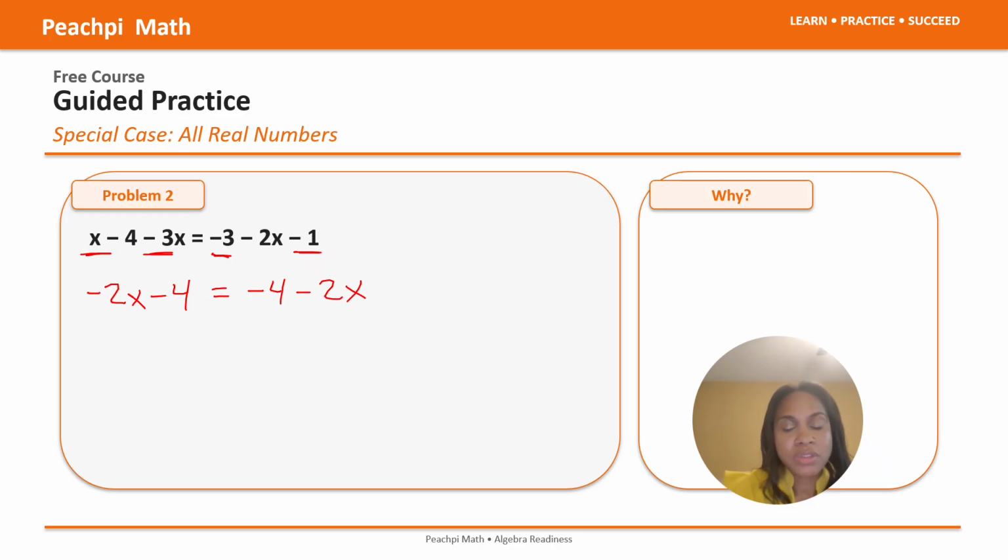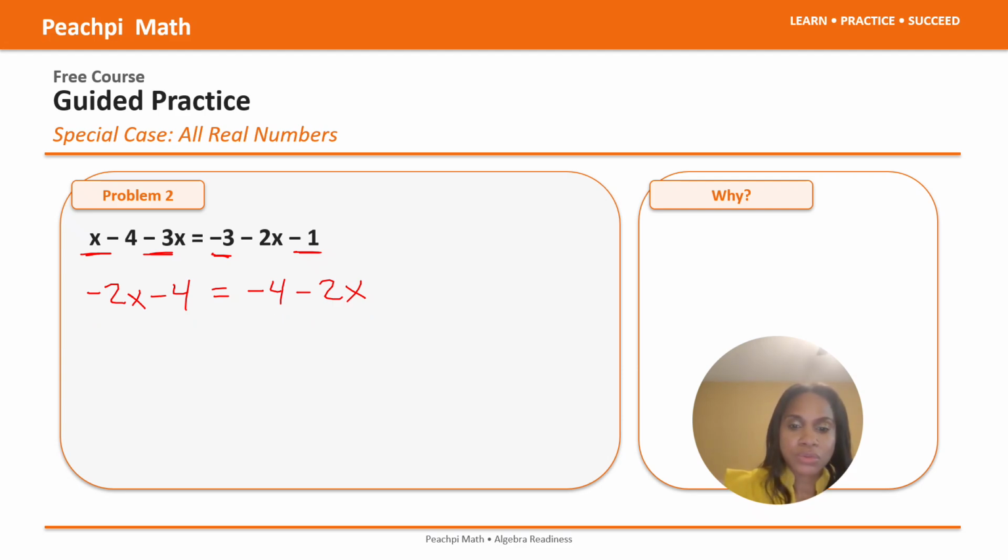And actually, if you look at the problem right here, we can see that the answer is going to be all real numbers or infinitely many solutions because we have the same terms. I got a negative 2x and a negative 2x. I have a negative 4 and a negative 4. If you can identify that before you combine like terms, you can stop and say the answer is all real numbers. But if you don't see that, that is okay.